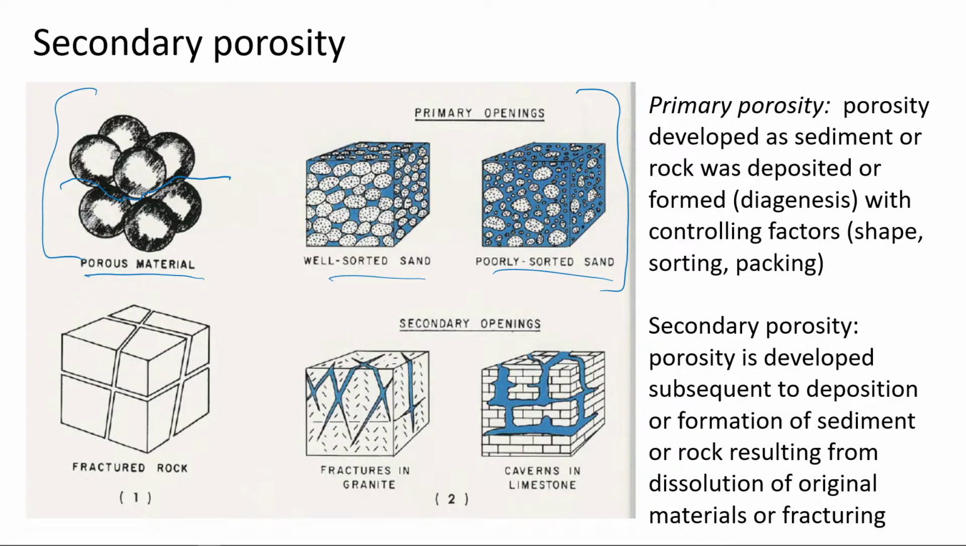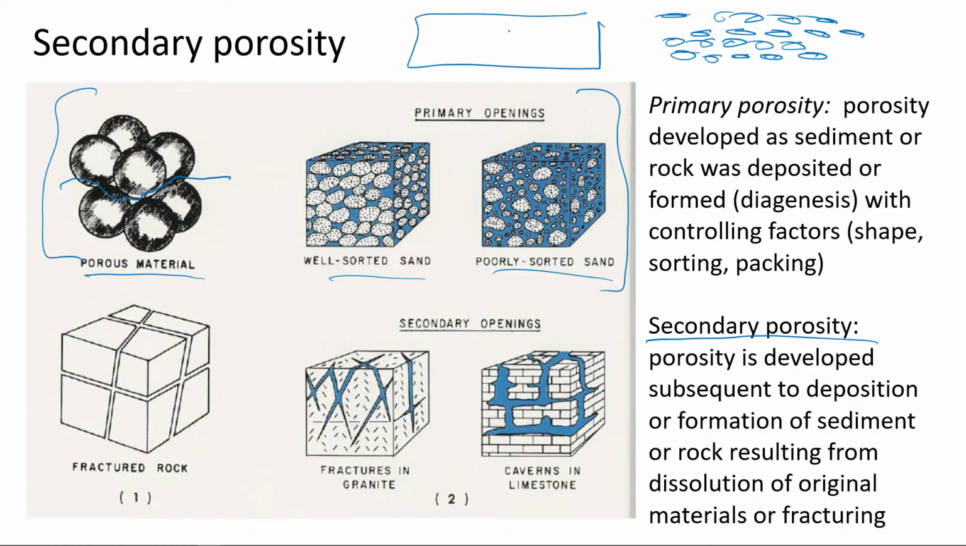Secondary porosity is formed subsequent to deposition. So I have sediments, and the sediments are depositing. This is secondary porosity after depositing. Let's say you have an igneous rock. What could happen is that this rock could break, and when this rock breaks, this is called secondary porosity. We call this fractured rock. You have a piece of granite that breaks, or a piece of igneous rock like basalt that breaks. This is called secondary porosity.